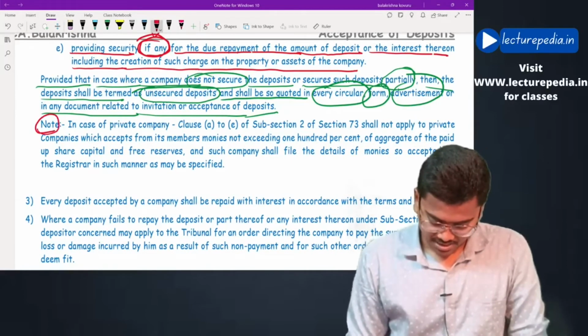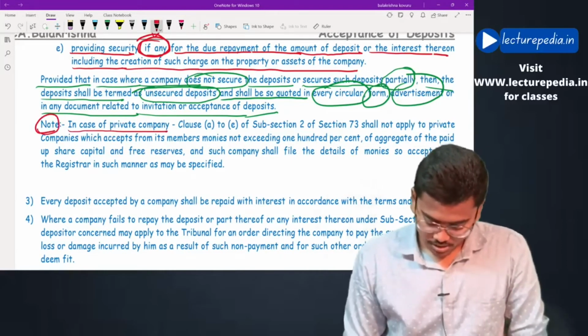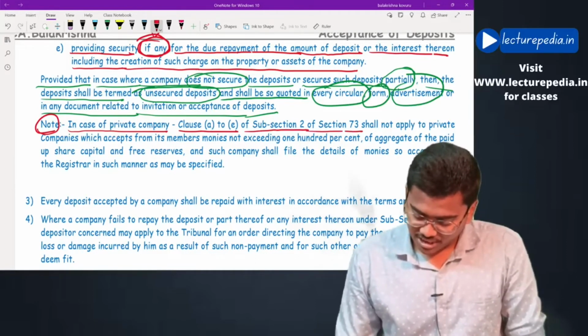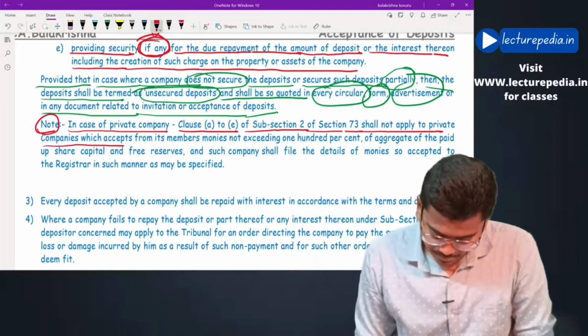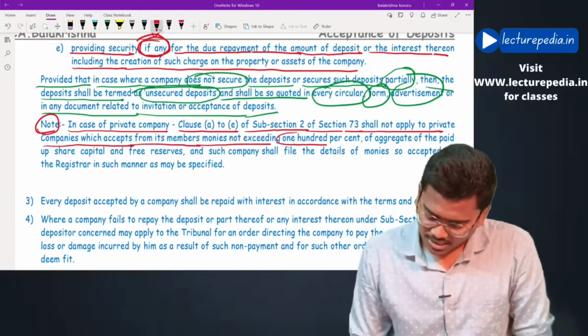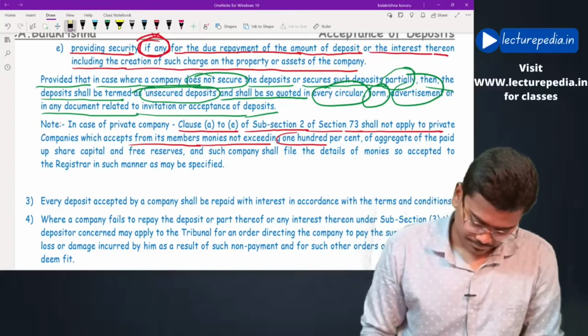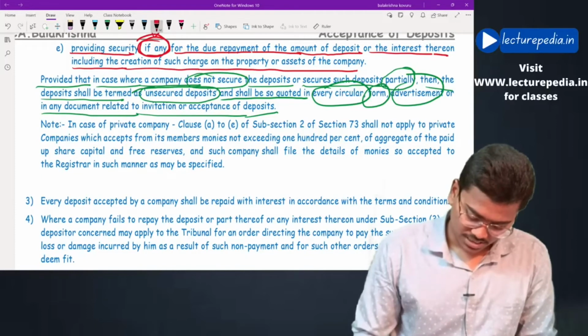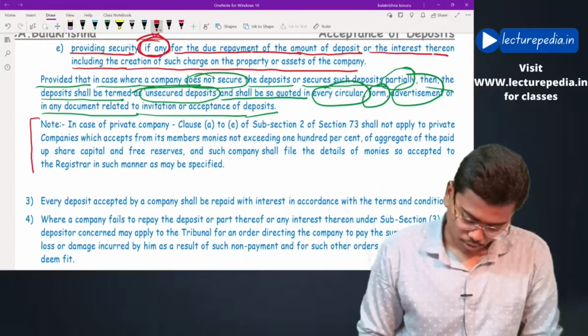Next, note, in case of a private company, clause A to E of subsection 2 of section 73 shall not apply to private companies which accept from its members monies not exceeding one. This point we'll discuss later. You will not understand this point now, we'll discuss it later. I am keeping this point as pending.